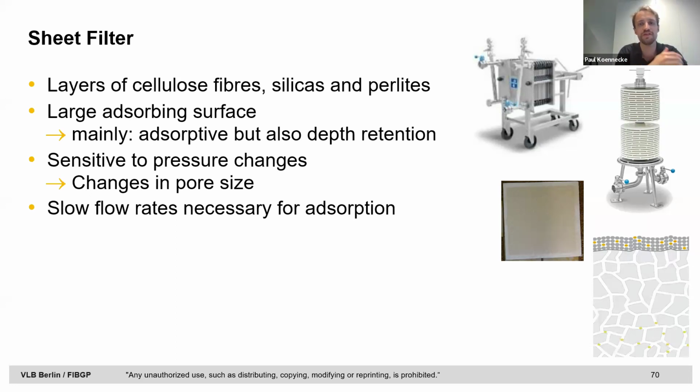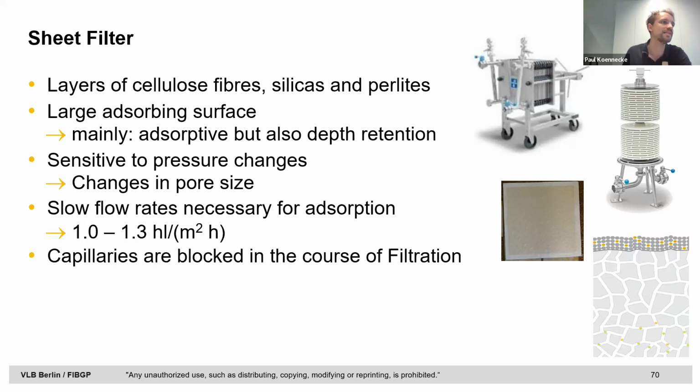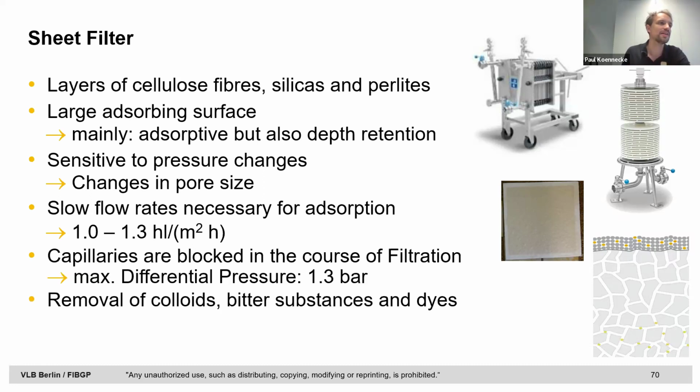So when you want to sterile filter a big amount of beer with a sheet filter, you need a very big filter, just because the flow rates have to be very slow for your adsorptive effect. And capillaries are blocked due to this adsorptive and also depth filtration, which can also sometimes, because your filtration will get sharper and sharper over time, lead to the removal of colloids and some bitter substances.